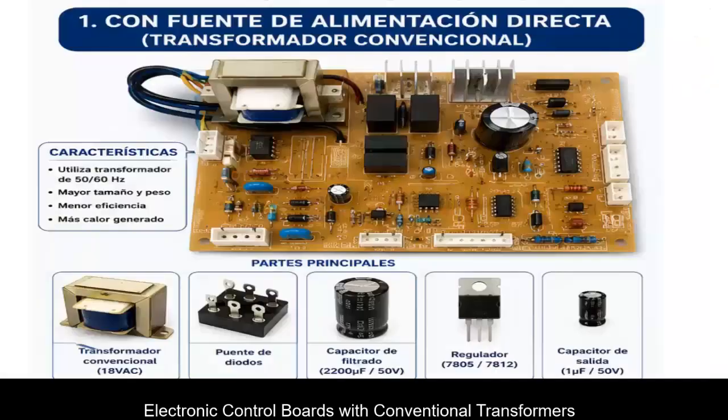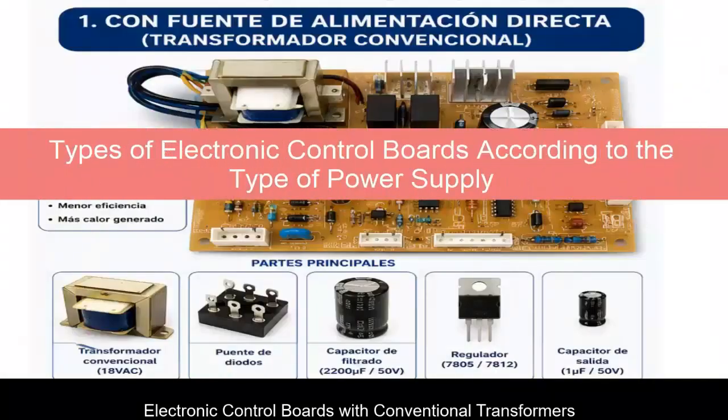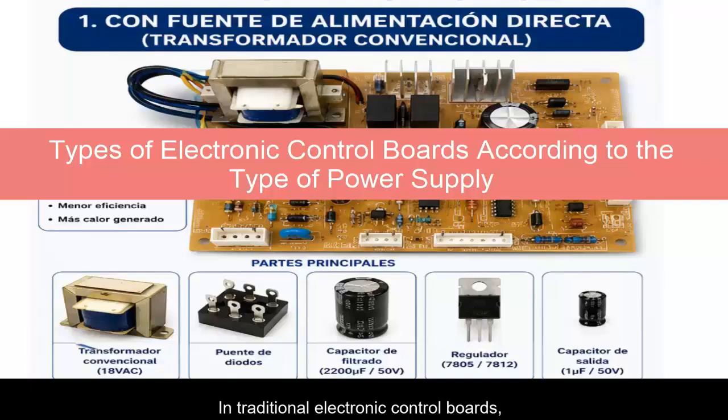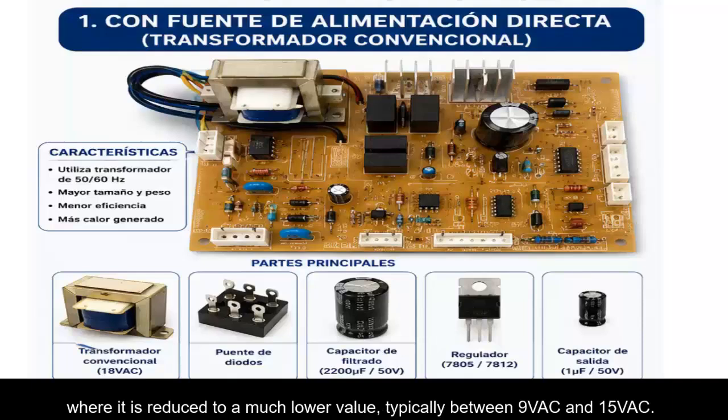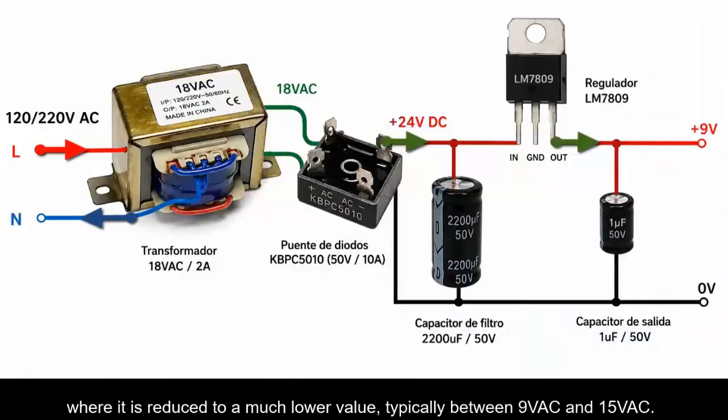Electronic control boards with conventional transformers. In traditional electronic control boards, the power supply begins with a step-down transformer. The input voltage of 220 VAC or 110 VAC enters the transformer, where it is reduced to a much lower value, typically between 9 VAC and 15 VAC.